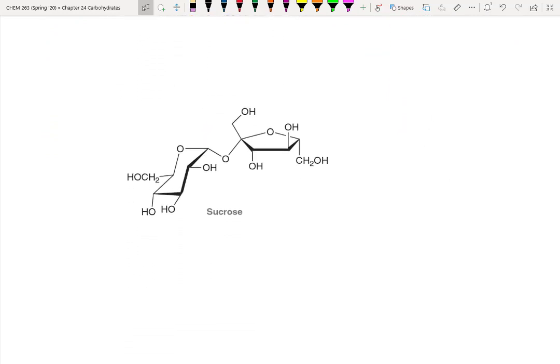Let's take a look at the most common sugar though. In this case, what we've got are two different ring sizes, right? So over here, we've got the furanose ring, and over here, we've got the pyranose ring. And if we look at this, over here is glucose, and over here is fructose. So sucrose is your standard table sugar that you have in your kitchen, composed of a glucose monomer that's glycosidically bonded to a fructose monomer.